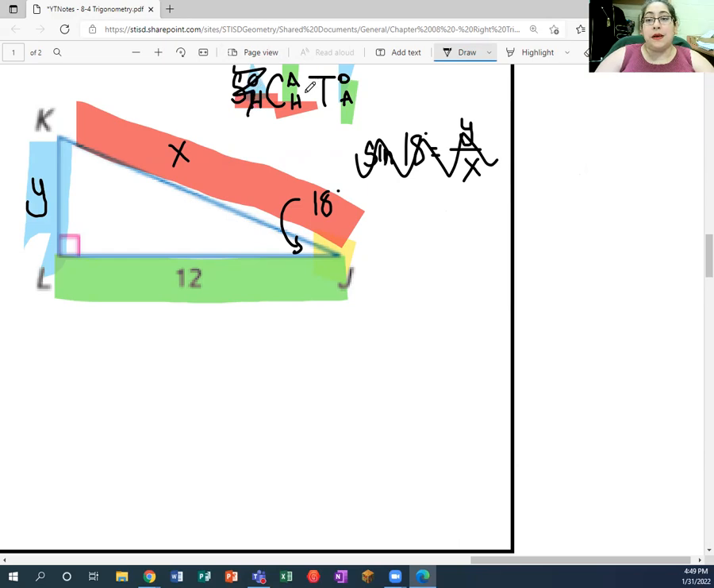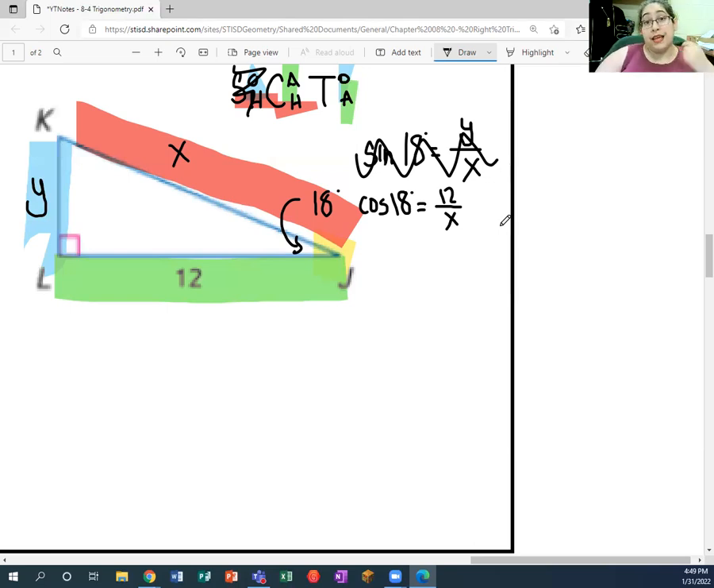And I'm going to see about setting up the cosine. So I'm going to set up the cosine of angle J, which is 18 degrees, equals the side adjacent to angle J divided by the hypotenuse of the right triangle. And this is an equation I can solve for x.